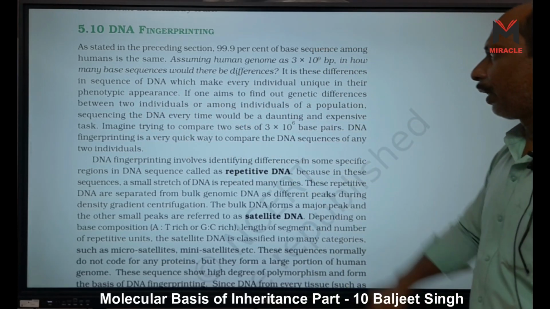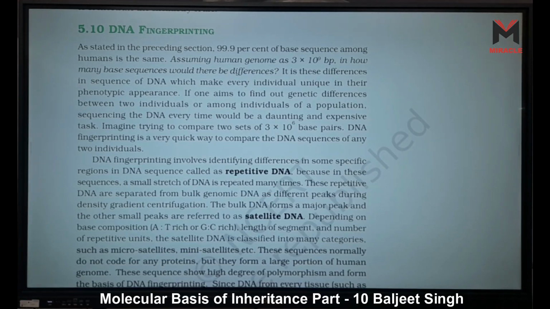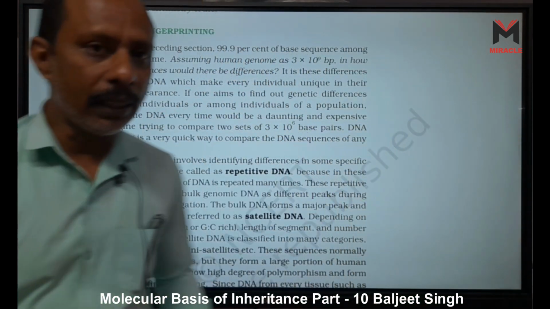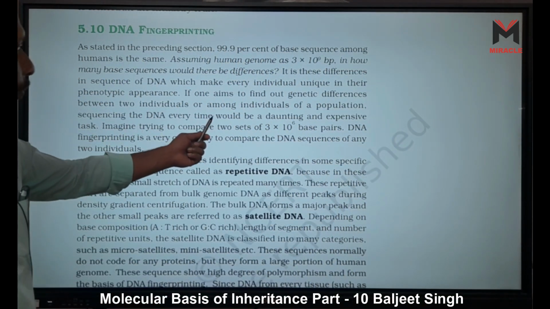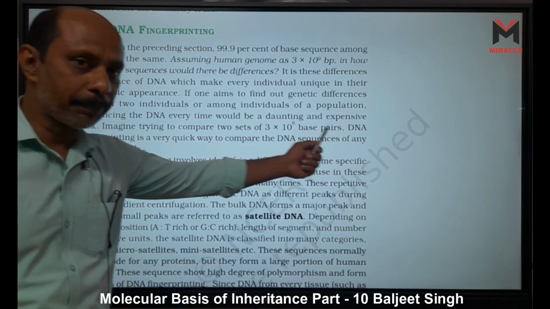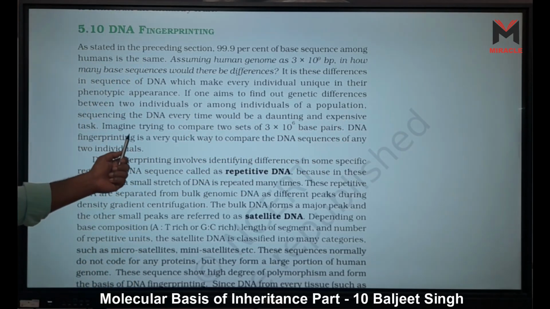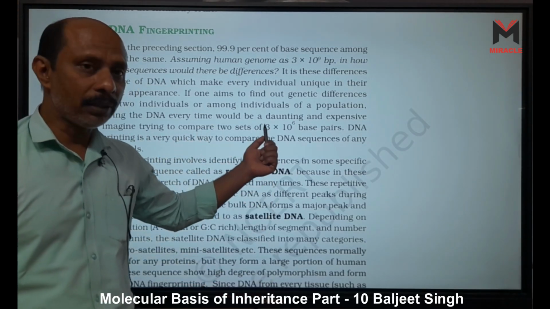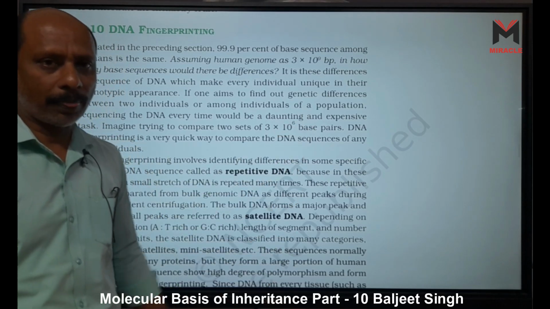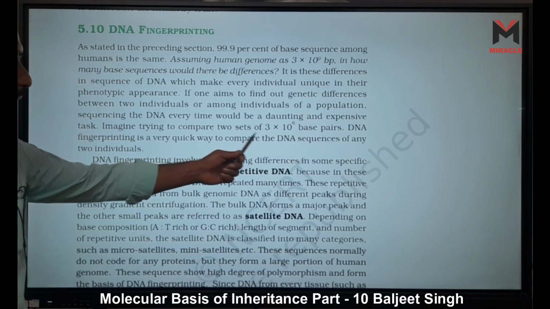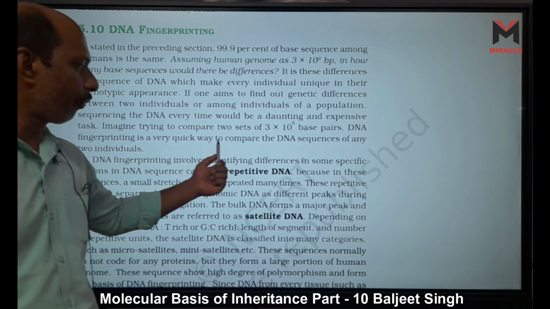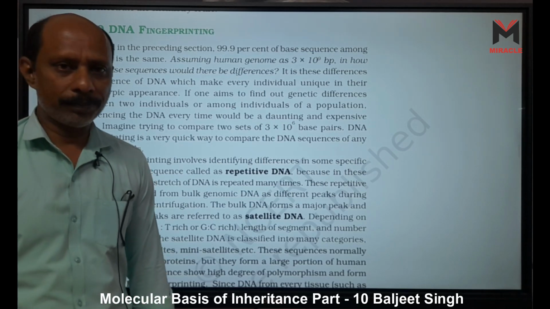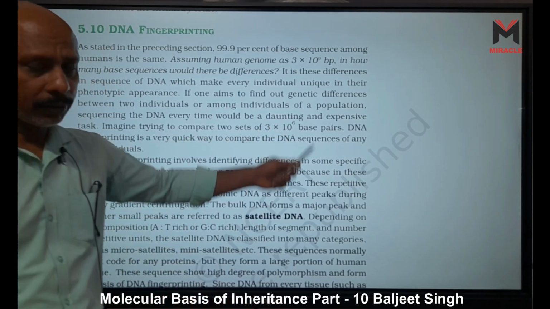If one aims to find out the genetic differences between two individuals or among the individuals of a population, sequencing of DNA every time would be a daunting and expensive task. Imagine trying to compare two sets of 3 into 10 power 6 base pairs. So DNA fingerprinting is a very quick way to compare the DNA sequence of any two individuals. This 3 into 10 power 6 is the 0.1%.